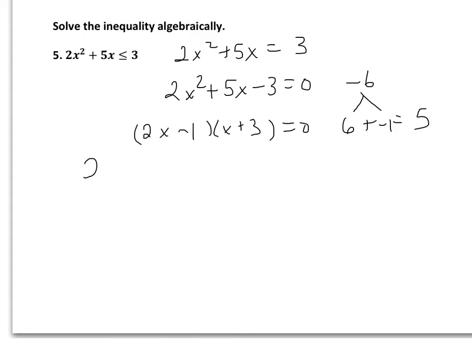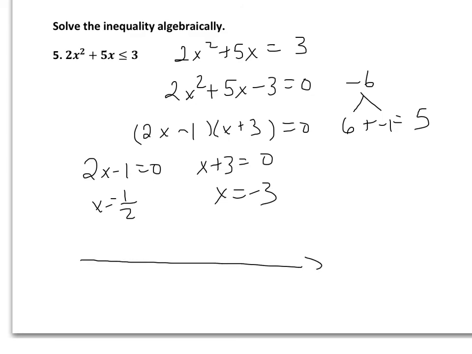So you have 2x minus 1 equals 0. X plus 3 equals 0. So x equals 1/2. X equals -3. So now this is what you do. Set up a number line. You have -3 and you have 1/2.